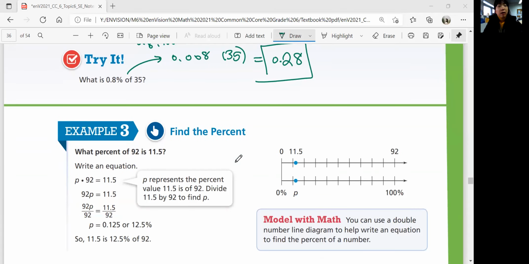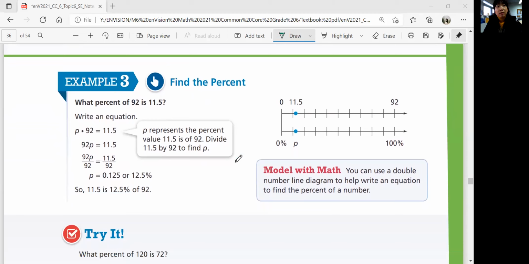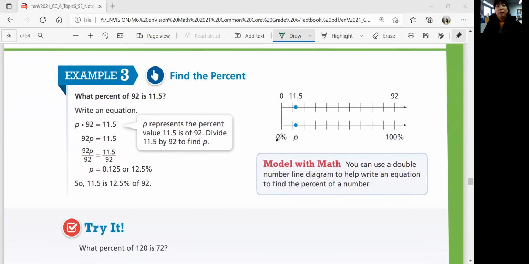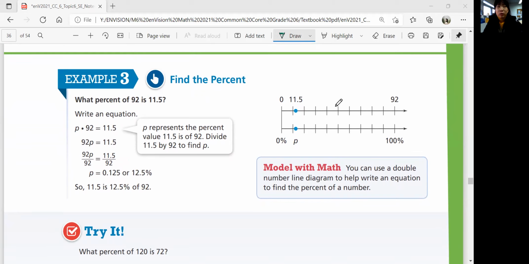Okay, example 3. Find the percent. What percent of 92 is 11.5? Now, we're going to find the percentage. What information do we know? We want to find what percent of 92 is 11.5. So 92 is the whole, 11.5 is the part, and we want to know how much percent that is compared to 92. So 92 is the 100%. That's the percent number line, right? And the top one is the number. 11.5 is something percent from the 100%.